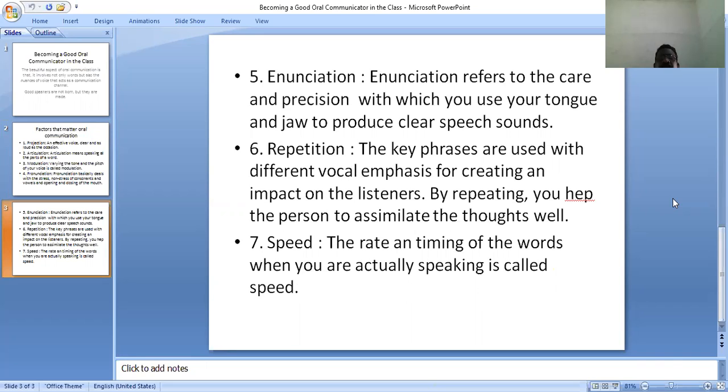Repetition. Key phrases are used with different vocal emphasis for creating an impact on the listeners. By repeating, you help the person to assimilate the thoughts well. See, the number of times I am repeating that.